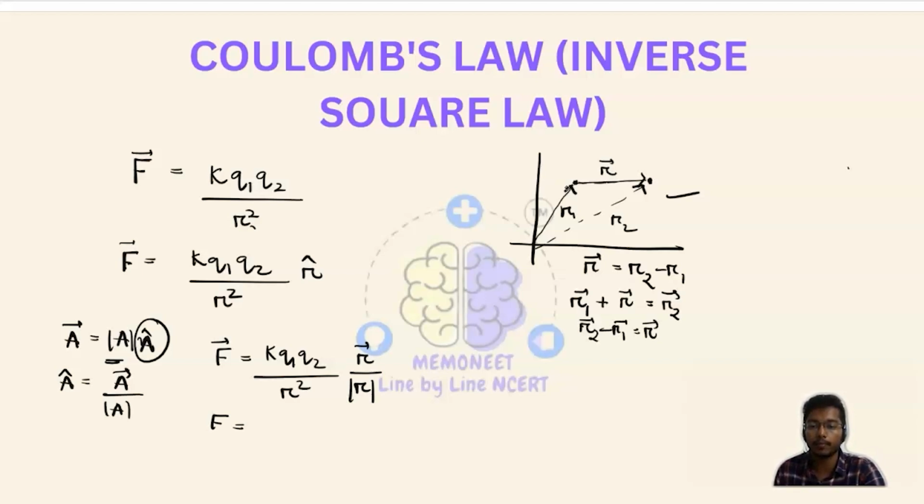So we can write F vector = K Q1 Q2 upon the magnitude of R2 minus R1 whole to the power 3, because this is also a magnitude, into R2 vector minus R1 vector. So the electrostatic force in vectorial form will be like this.